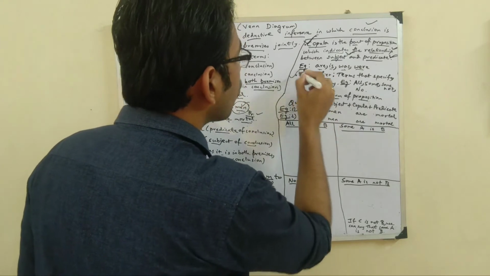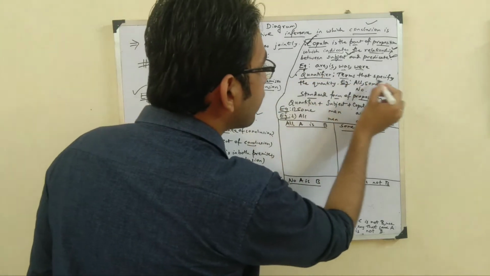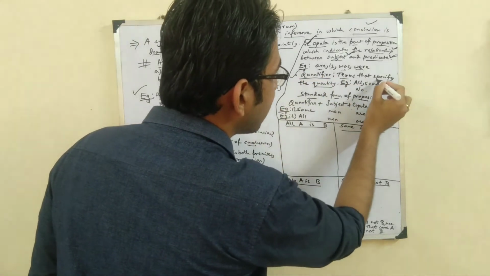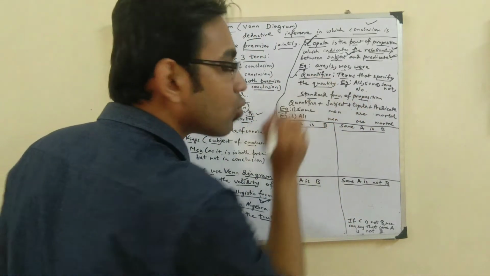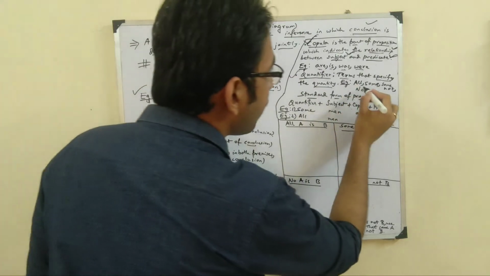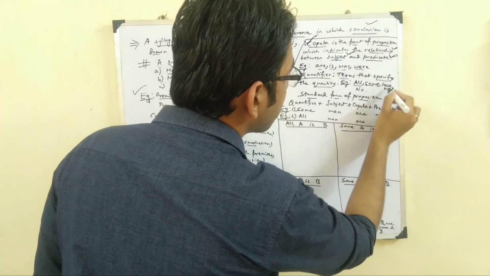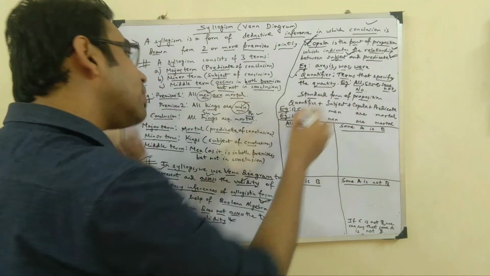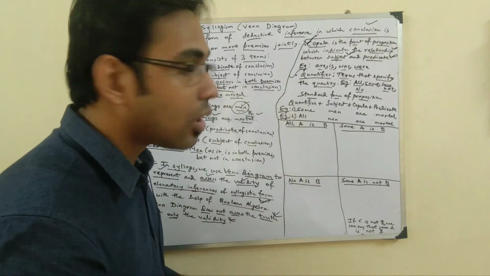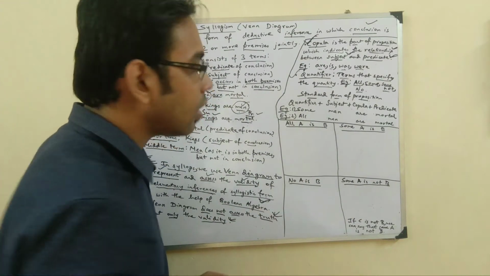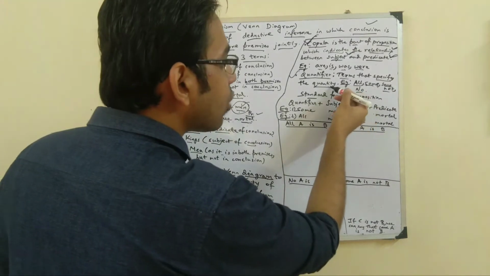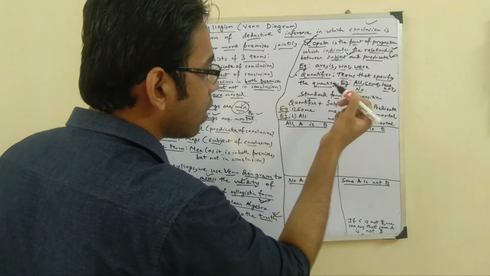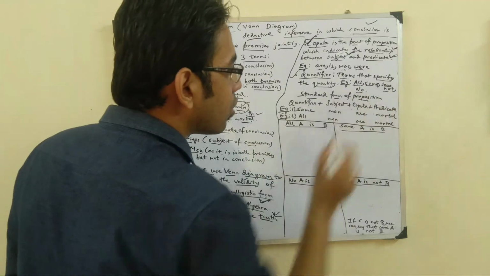Okay, the next one. Quantifier. Terms that specify the quantity are known as quantifier. For example, all, some, not, and no. All means the entire thing, so it is specifying the quantity. No means nothing, and some not means some portion of it. So it is specifying the quantity, therefore it is called quantifier. Examples are all, some, not, and no.